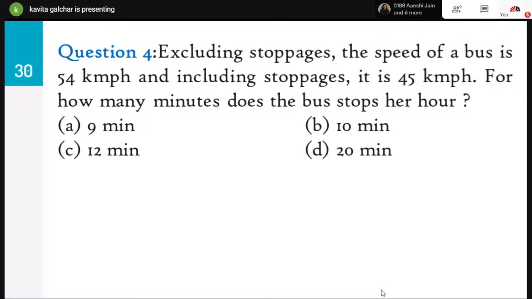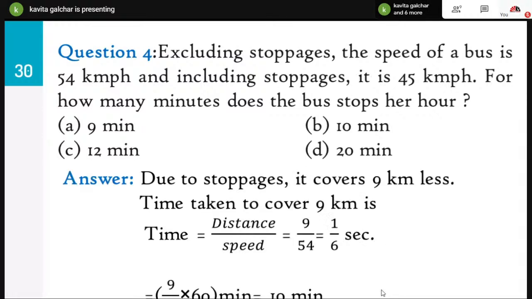See the next one. Excluding stoppages, the speed of a bus is 54 kilometer per hour. Including stoppages, it is 45 kilometer per hour. For how many minutes does the bus stop per hour? I need to calculate the time. Is it 9 minutes, 10, 12, or 20? Due to stoppages, first of all, it covers 54 kilometer per hour, and after that, 45 kilometer per hour. So the difference is 9 kilometer.